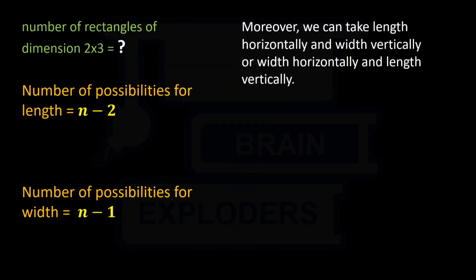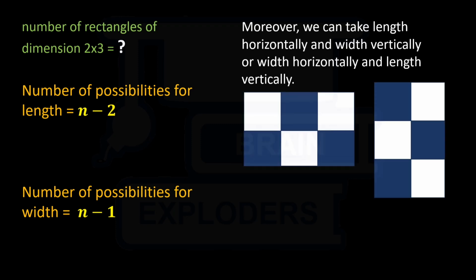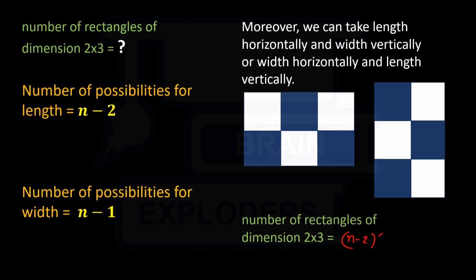Moreover, we can take length horizontally and width vertically, or width horizontally and length vertically, right? Means in total we have n minus 2 times n minus 1 horizontal rectangles and the same number of vertical rectangles, so we have to multiply it by 2. So here is the total number of rectangles of dimension 2 cross 3, right?